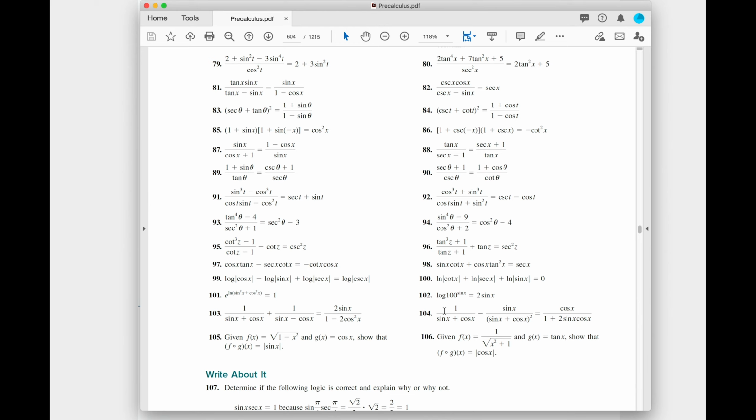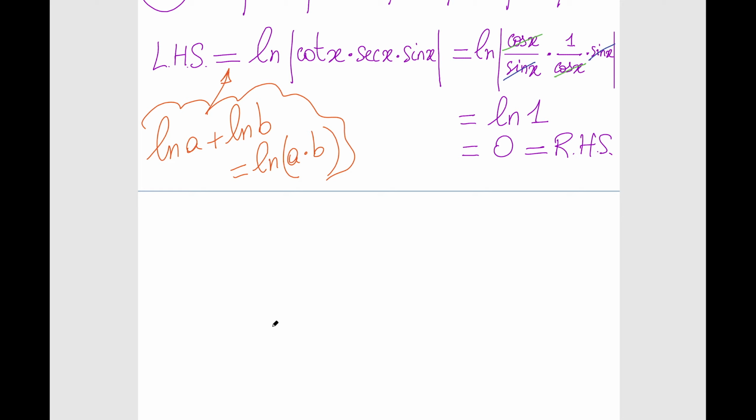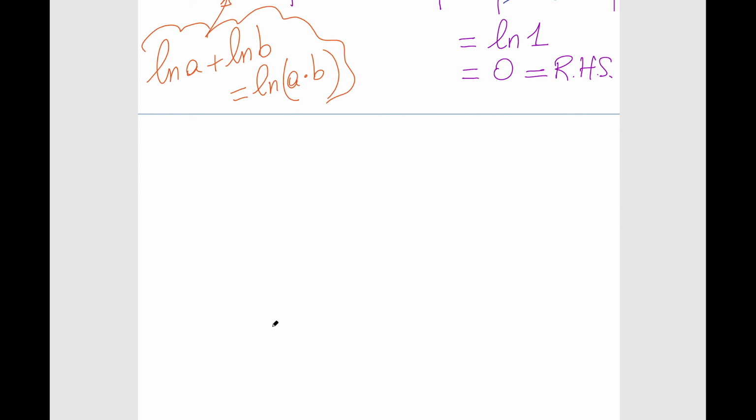Okay, as I promised you, let's do 102. I want to show that log, remember log means log base 10, right? And ln means log base e, the Euler number e. So here, log base 10 of 100 sine x is equal to 2 sine x. Okay. So this is 102.